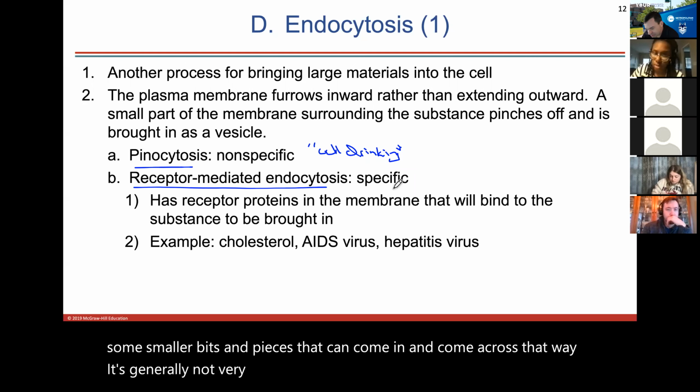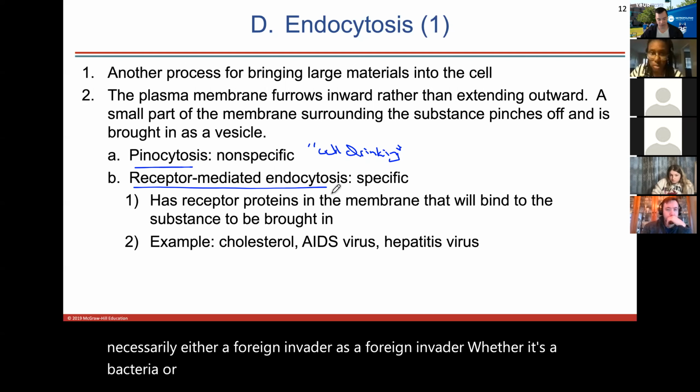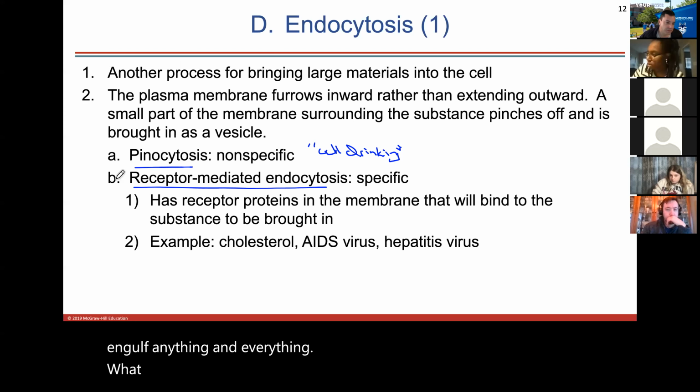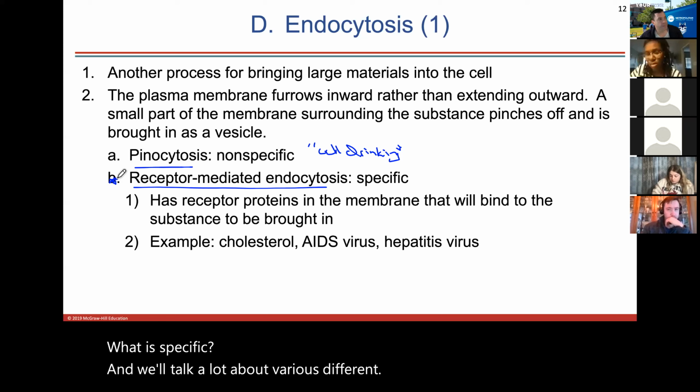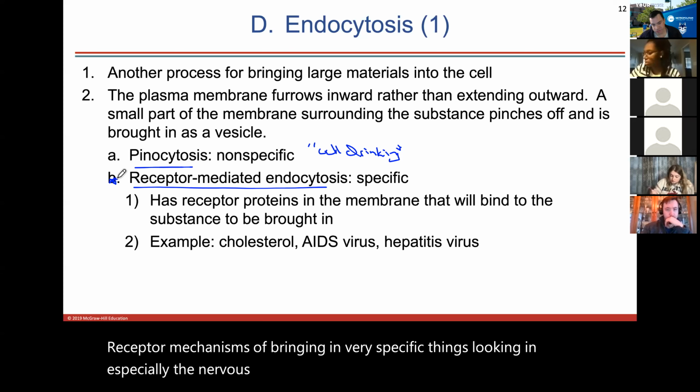Is that to say phagocytosis is specific? No, not necessarily either. A foreign invader is a foreign invader, whether it's a bacteria or a virus. So that's not very specific if a macrophage can just engulf anything and everything. What is specific, and we'll talk a lot about various different receptor mechanisms of bringing in very specific things, looking in especially the nervous system, okay, is receptor-mediated endocytosis.